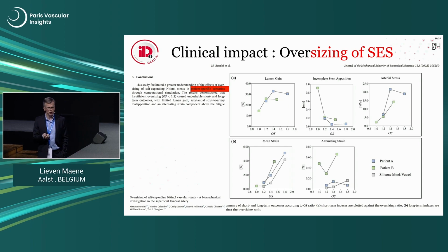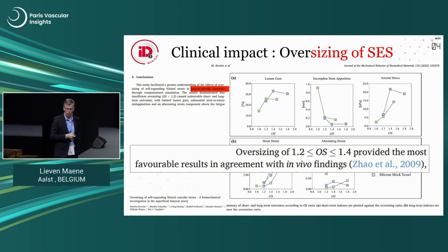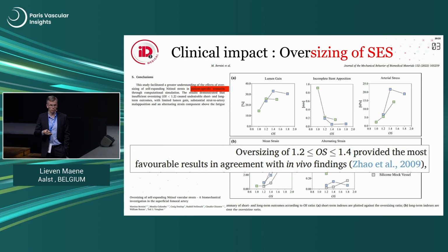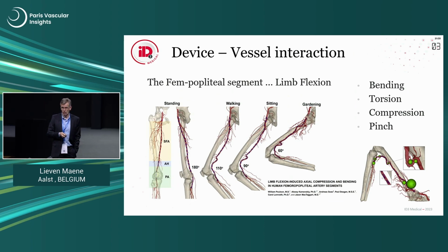So, in conclusion, the engineers say that we should oversize 1.2 to 1.4, and that will give the best results. This is not what I'm currently doing. So, am I currently undersizing? Should we go for more, or should we rely on the clinical data? Big question marks.